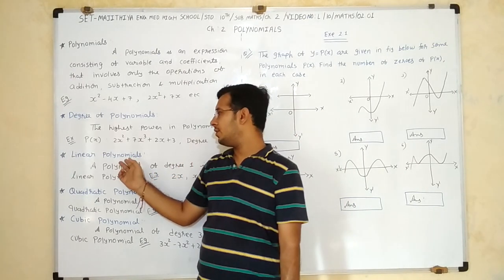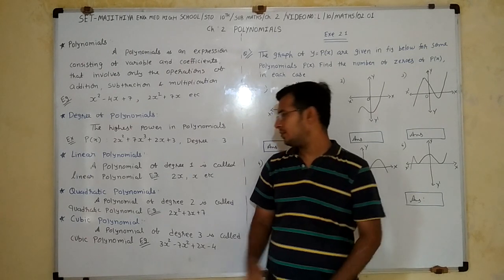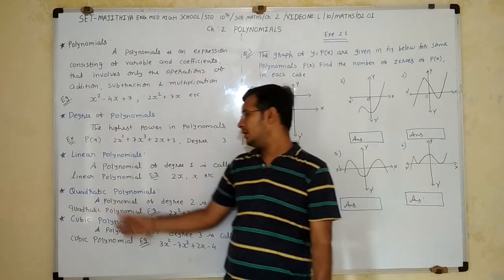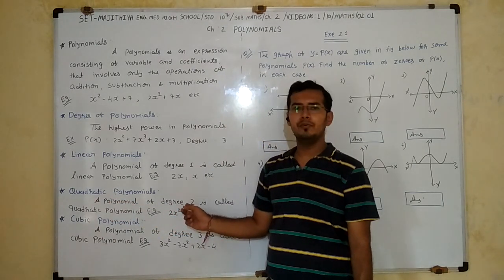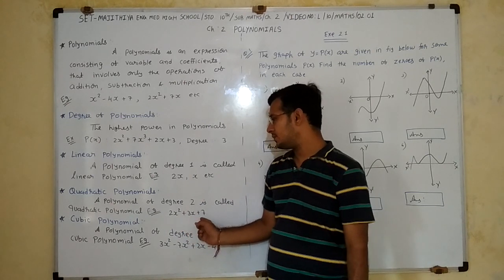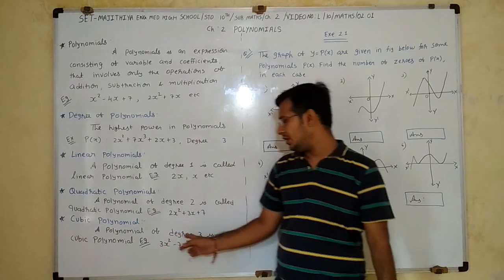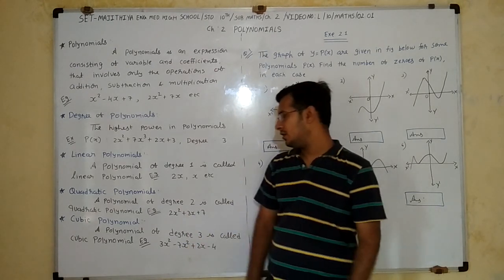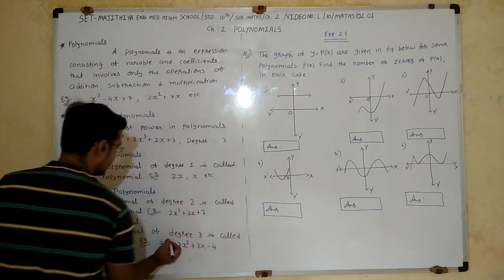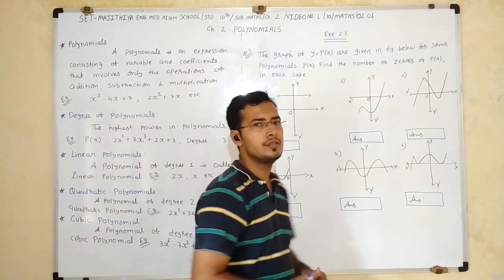Now linear polynomial. A polynomial of degree 1 is called a linear polynomial, for example 2x. Now you know what a quadratic polynomial is. A polynomial of degree 2 is known as quadratic, for example 2x square plus 3x plus 7. The last definition is cubic polynomial. A polynomial of degree 3 is called cubic, for example 3x cube minus 7x square plus 2x minus 4. You have to write it yourself.